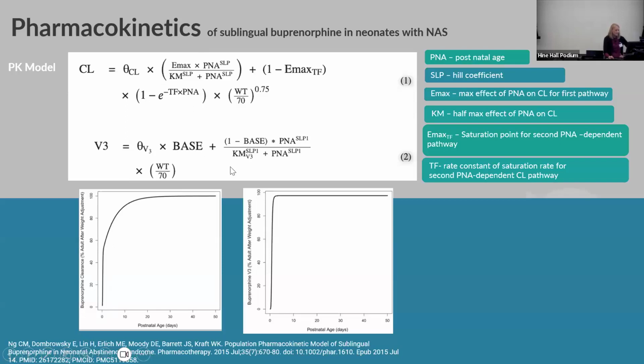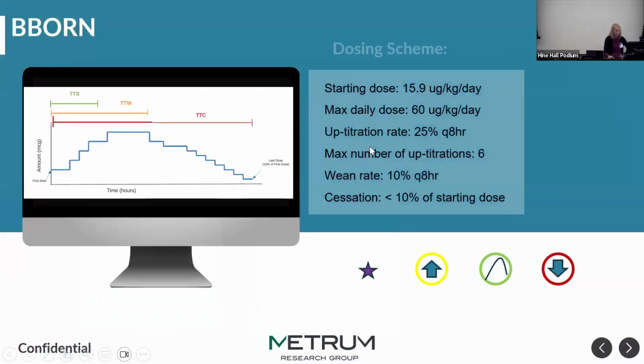And then we do a similar thing with volume of distribution. In contrast, volume increases in a much steeper way with this Emax kind of function, and the infant quickly arrives at adult volume much faster. So those are the interesting pieces of that model.